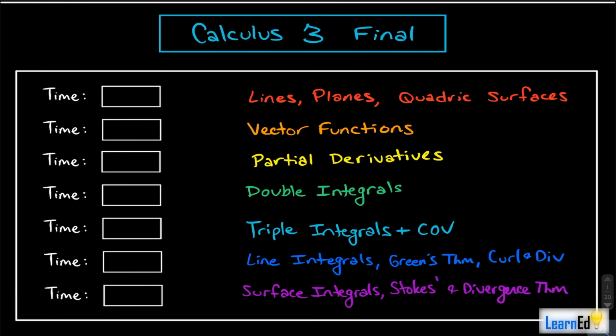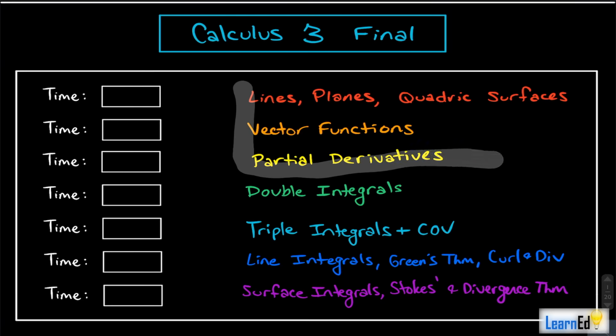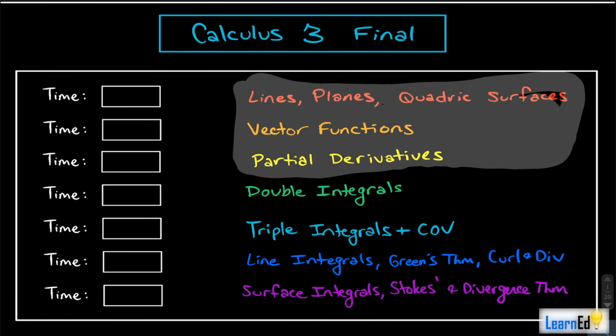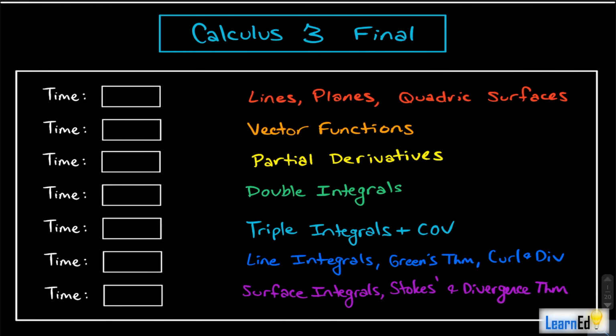Now, in this video, we are just going to be covering these first 3. Okay, so first off we're going to have 2 problems that are just finding the equations of lines and planes, and then we have a quadric surfaces problem as well. We're going to have some problems dealing with vector functions. There's going to be 2 of those, and then we're going to have 6 problems on partial derivatives. That's going to be 10 problems altogether.